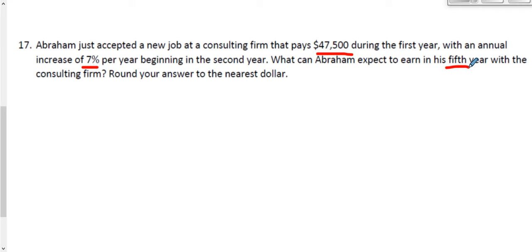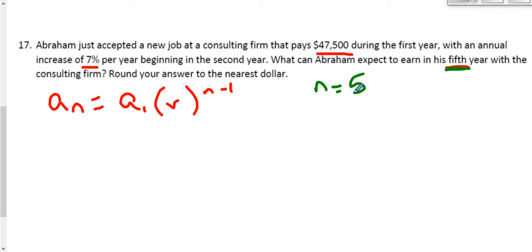So since I'm multiplying by a number every single year, we're going to call this a geometric sequence. So the formula that's going to be given to you for a geometric sequence is a sub n is a sub 1 times r to the n minus 1 power. And I want to fill in the terms that I can here. So to find the 5th year, we're going to be using n equals 5.